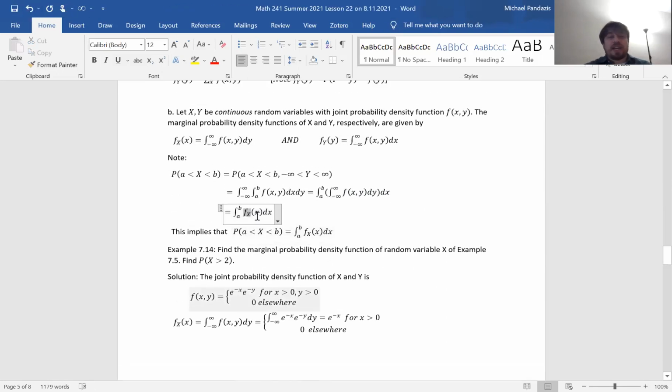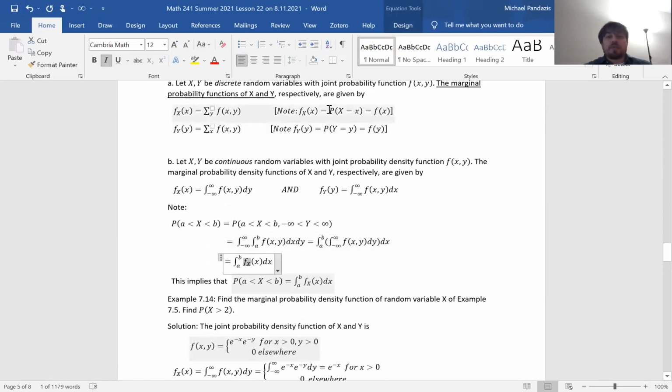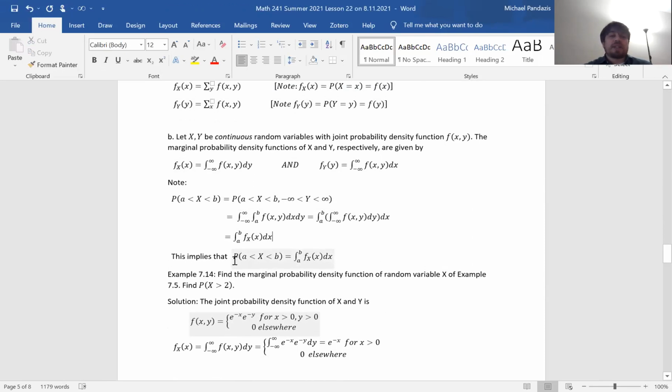Because f sub x of x is the probability that capital X equals little x. And so if that's the probability that capital X equals little x, then the probability that capital X ranges from a to b should be the integral from a to b of that. Okay? This implies that the probability of a less than x less than b is equal to that, right? Because this is then equal to that.